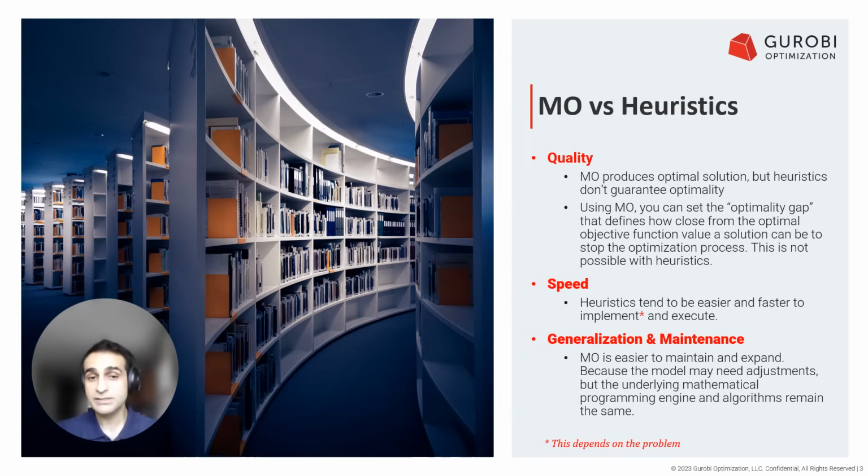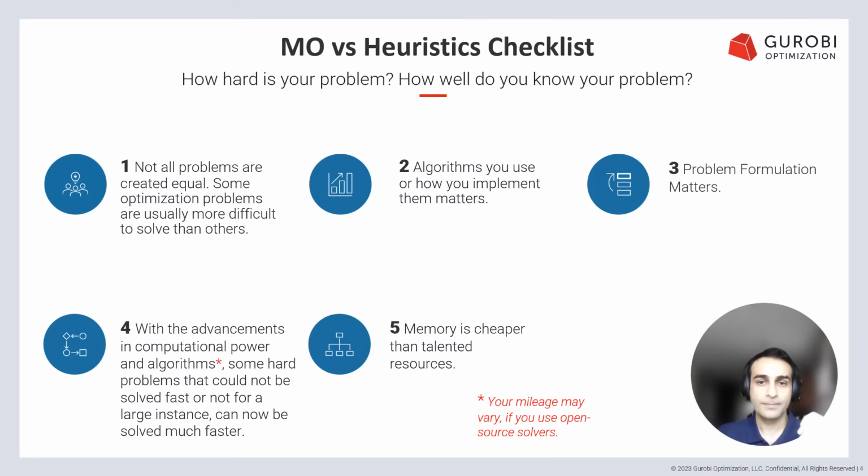Now, you may still wonder how to decide which one is the right approach for your problem. For that, we need to answer a few questions. The first question we need to ask is, how hard is the problem you're trying to solve? The answer to this is not as easy as it may seem, because you need to know your problem well. So keep a few things in mind.